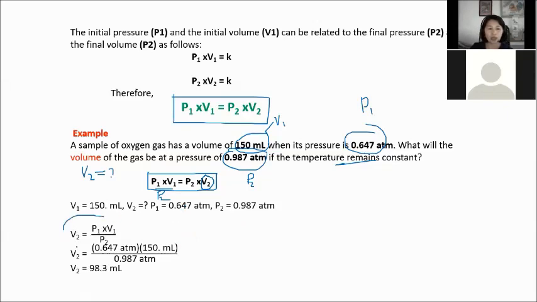Okay, so this is now the simplified form. All you have to do is to plug in the values and use your calculator. Kung makuha niyo yung 98.3 ml. Okay, so I hope you can follow.